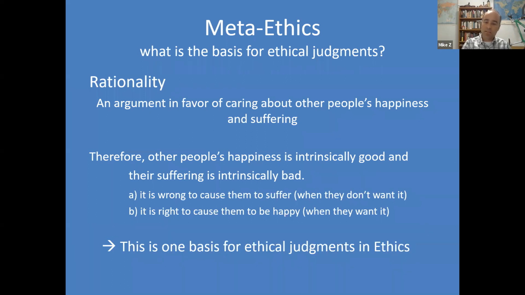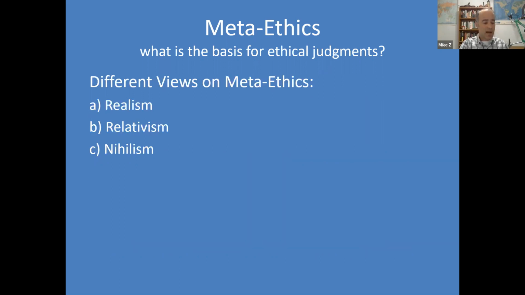This is just one basis for ethical judgments. There are others, but this is the most straightforward, I think the easiest to understand basis for ethics. Just a real quick overview of some other general positions on ethics, some general approaches to metaethics that you might see. So there's realism, relativism, and nihilism. Let's take a real quick look at each of those.